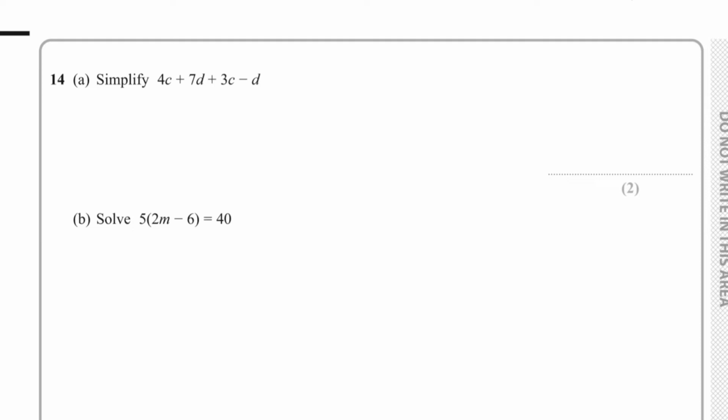Question number 14. For part A, we have to simplify 4c plus 7d plus 3c subtract d. Well, 4c plus 3c, that will give 7c. And then we've got 7d subtract d, which is 6d.